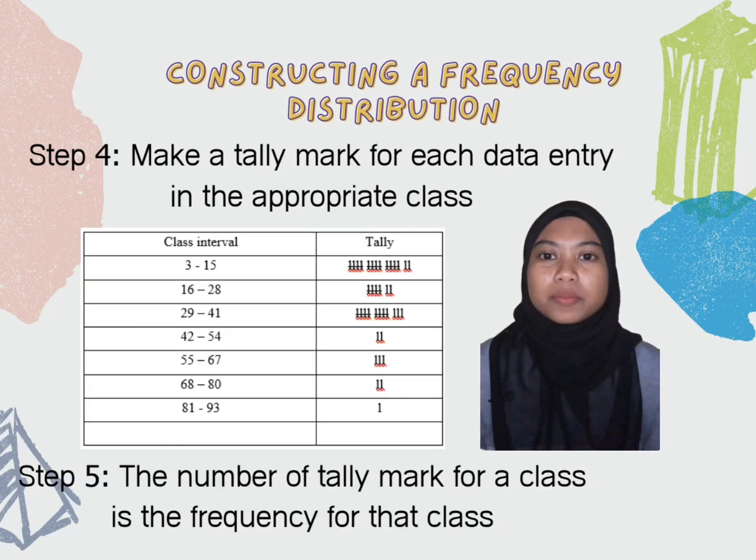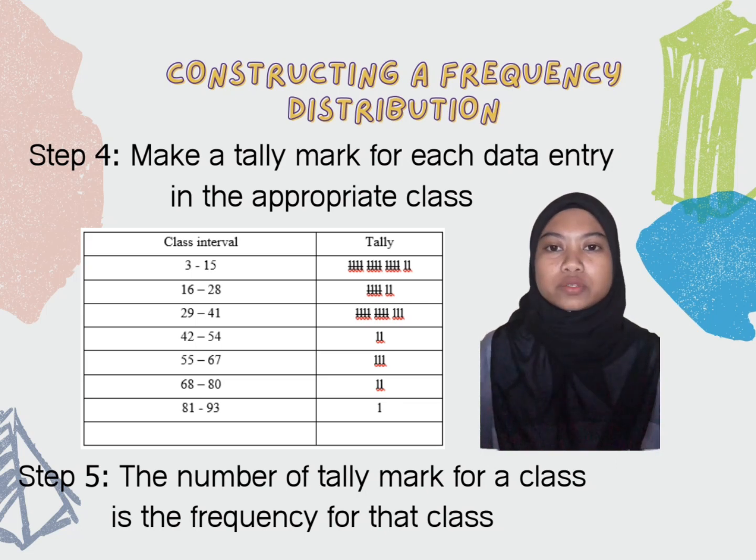For the fourth step, make a tally mark for each data in the appropriate class, like the table shown in the slide. And we can know the frequency for that class from the number of tally marks that we counted before. So, this is the last step to get the full data for the frequency distribution.